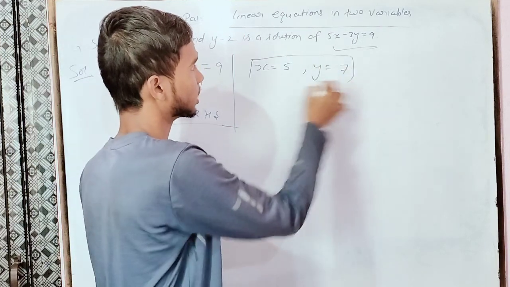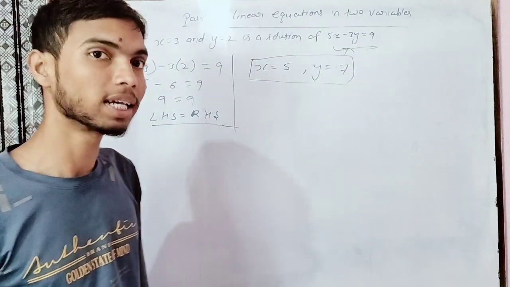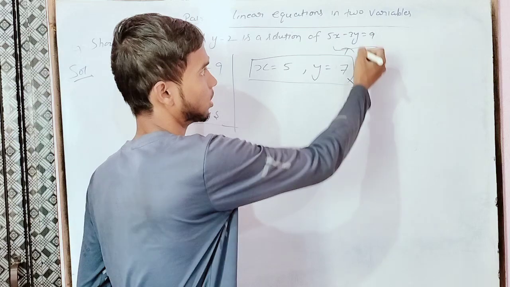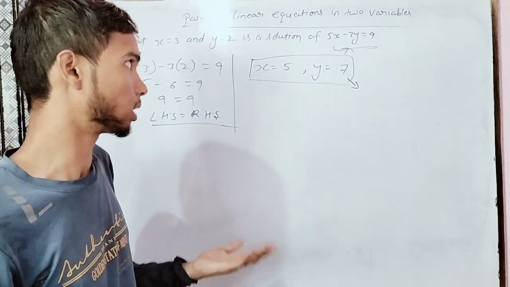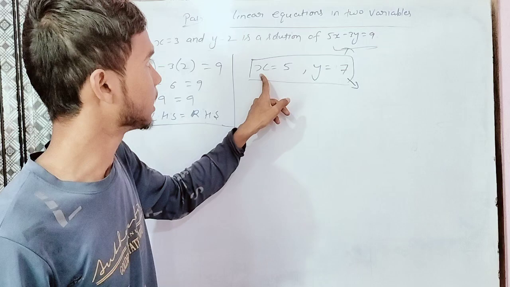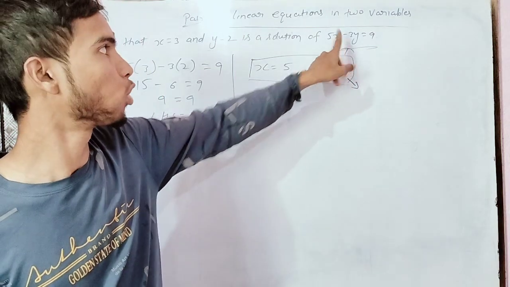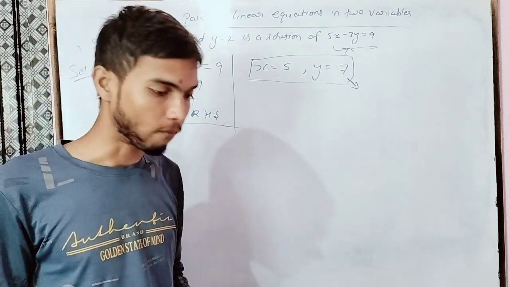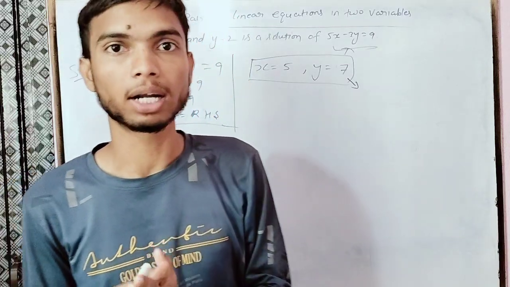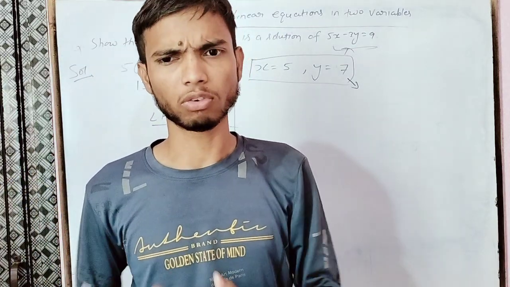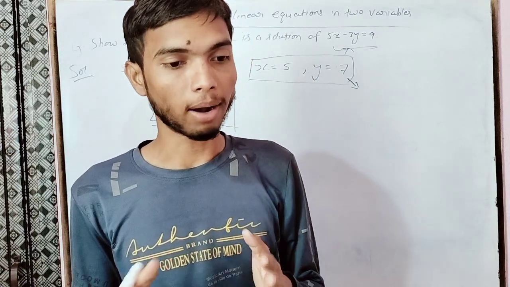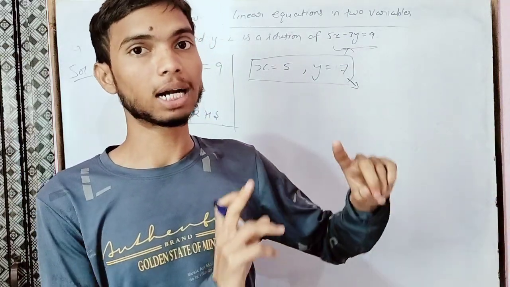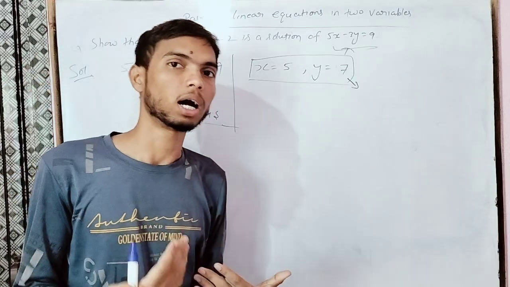Now after substituting this, you will not get the answer. Otherwise, you can say x as 5 would not be the answer if LHS and RHS are not equal to each other. When we find the answer, the value of x and the value of y, we check by substituting the value of x and the value of y. That's how we find whether the answer is correct or not.